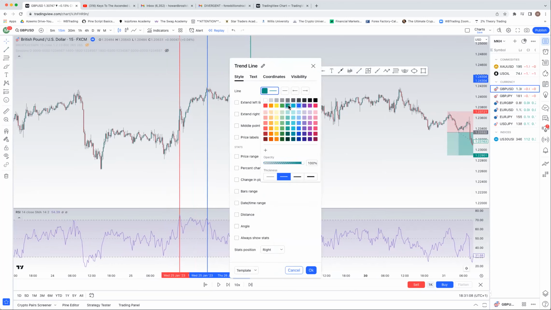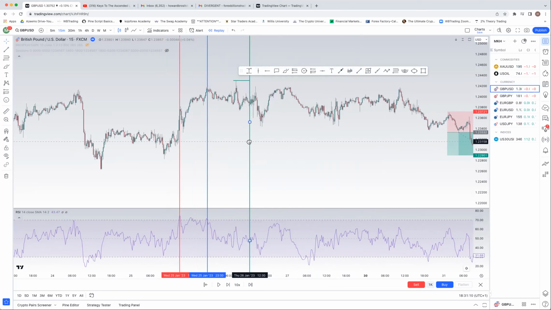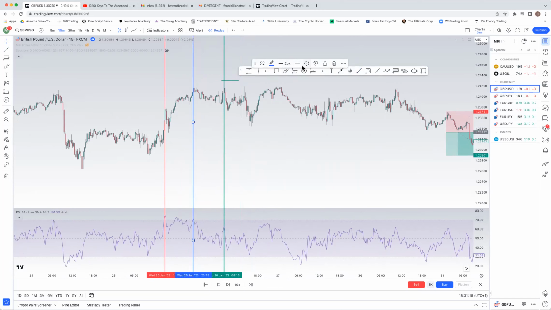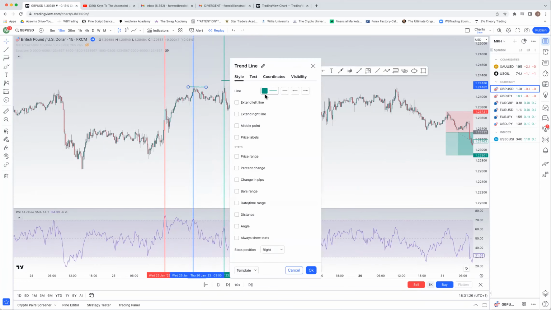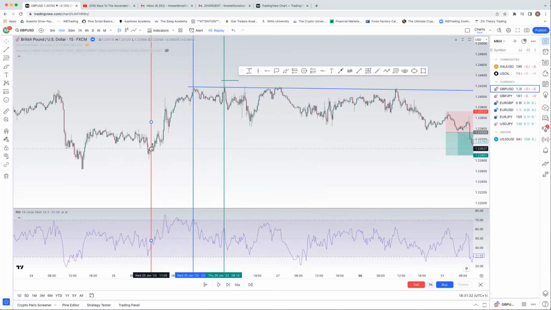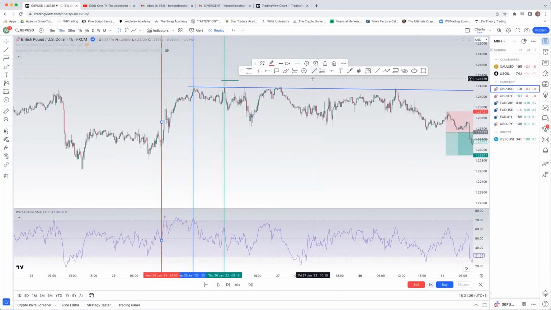Let's make it green as usual. And then let's bring it here. The blue one, the top is just there, literally there. And then this one, the red one, the top is there. So let's put that on.